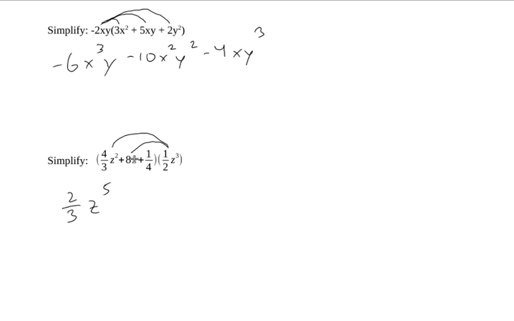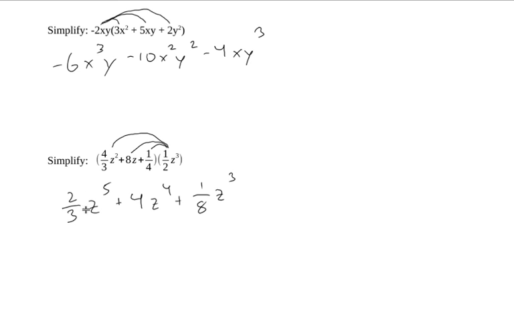Distributing to the second term, 1/2 times 8 is 4. Z cubed times z, well, 3 plus 1 is 4. This is z to the 4th. And lastly, 1/2 times 1/4. There's not really any canceling I can do there. This is just going to give me 1/8. And there's no z's to combine this with. I get z cubed.